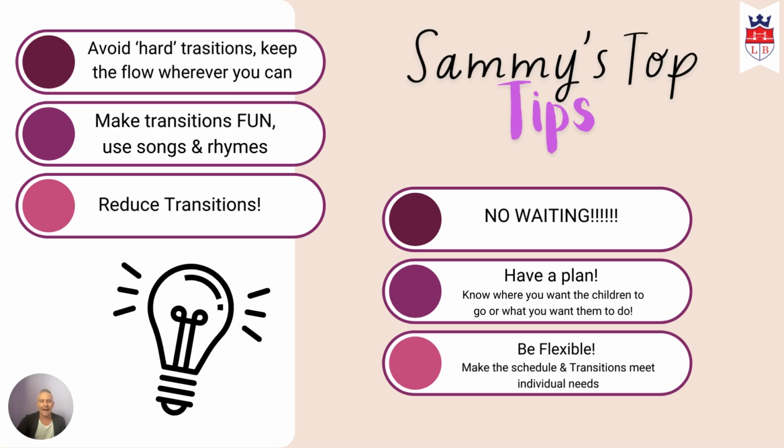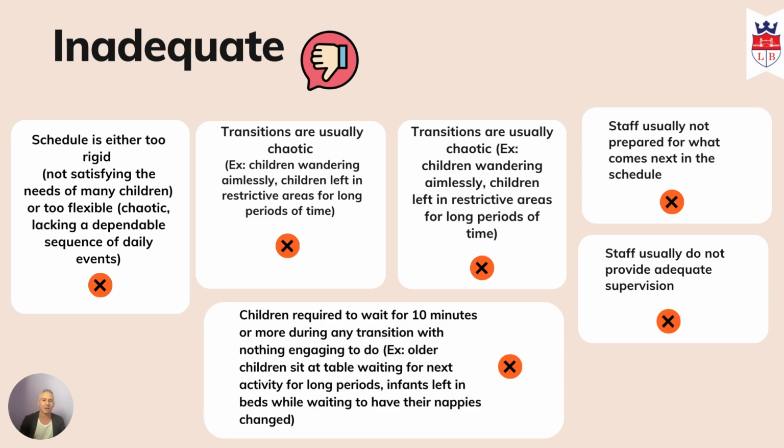Okay, let's jump in and let's look at the inadequate criteria for ITERS Item 31, scheduling and transitioning. So here we go. These are the criteria. If you meet any of these criteria, even one of them, then you are coming out at a grade 1 or rating 1, which is inadequate. Even if you meet some of the later criteria, you still can't progress past a 1. So let's have a look now at what these criteria are.